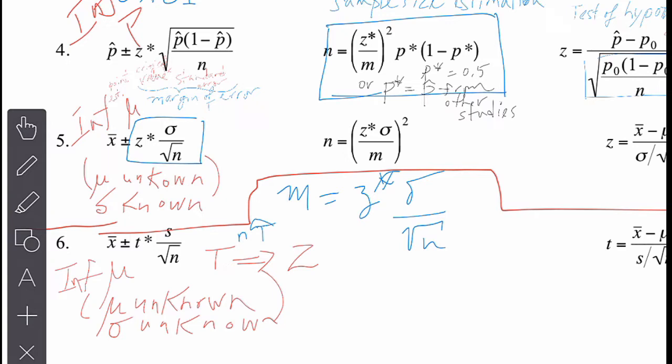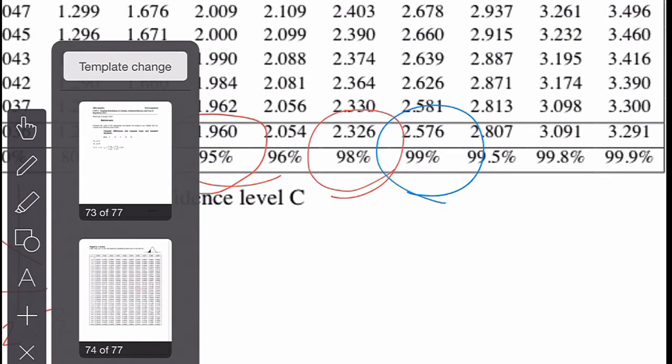All right, so let's see. Let's look at the table. Let's look at the t-table and know it better. Here's the t-distribution.